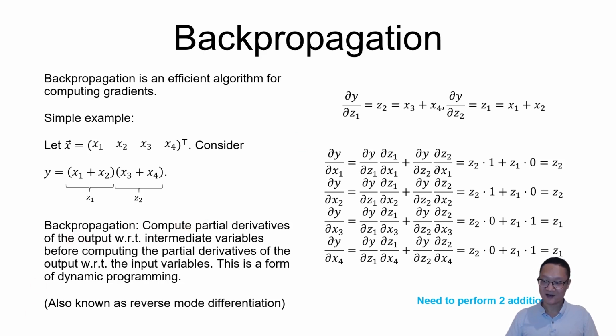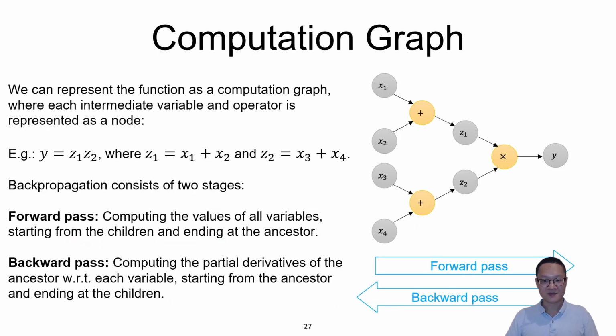Okay, so that's basically what backpropagation is. It's a very simple idea. But let's expand things a little bit into a computational graph. In a previous example, we had y = z1 z2, where z1 is x1 plus x2 and z2 equals x3 plus x4. So we can represent the function as a computational graph like this.